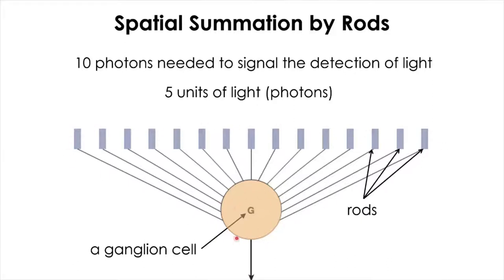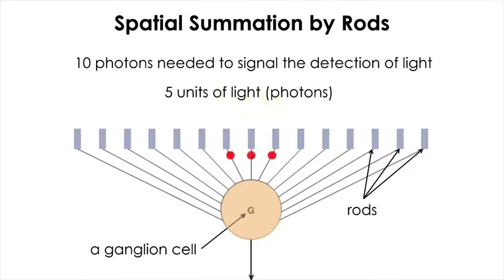So this is a ganglion cell, and these bars represent rods. To signal a light detection, this ganglion cell needs 10 photons, so 10 units of light. Now this animation will show you 5 units of light photons falling on this ganglion cell.